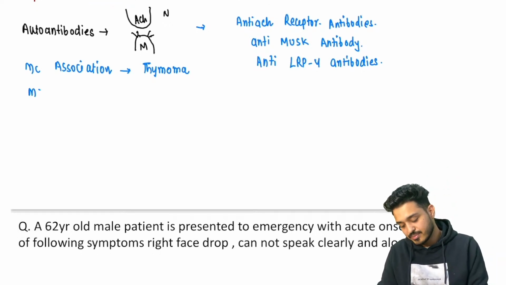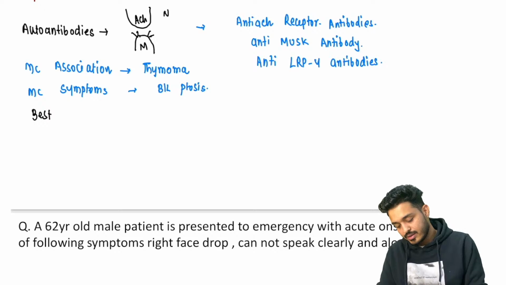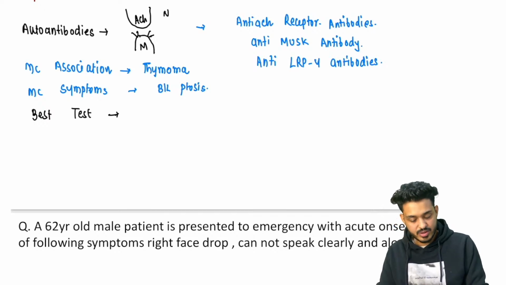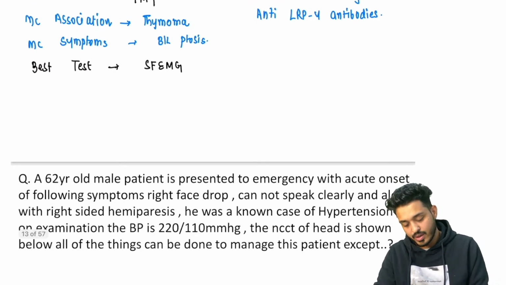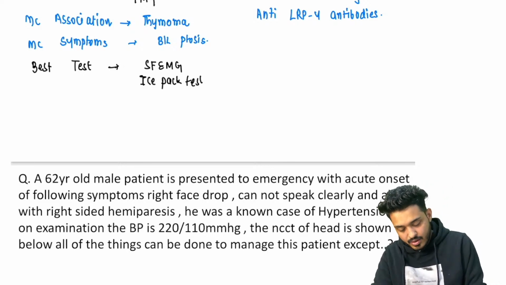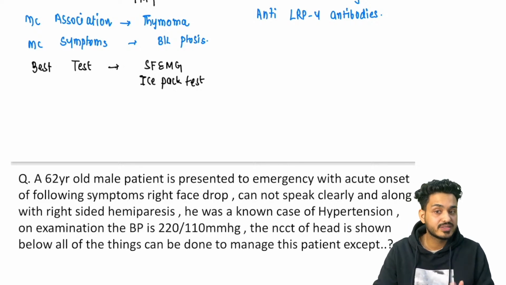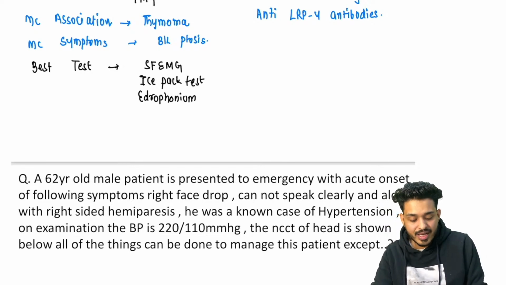Okay, what is the most common symptom, beta? Most common symptom will be bilateral ptosis. And what is the best test that we can do? This was your previous year exam question. This is going to be single fiber electromyography. That is going to be the best test that we can do. We can also do, yes, you have written, the ice pack test. We can also do a test to differentiate from cholinergic crisis. That is going to be your edrophonium test, or we can also do the Tensilon test.